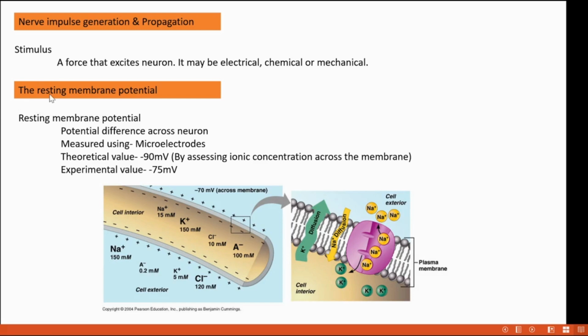Then coming to resting membrane potential. That means the potential of the membrane, any membrane, when it is in resting condition, when it is not stimulated, that is the resting membrane potential. So, what is resting membrane potential? It is the potential difference across the neuron membrane wall. Listen here, when considering the charge of the cell membrane, always the outside side of the cell wall is positive.